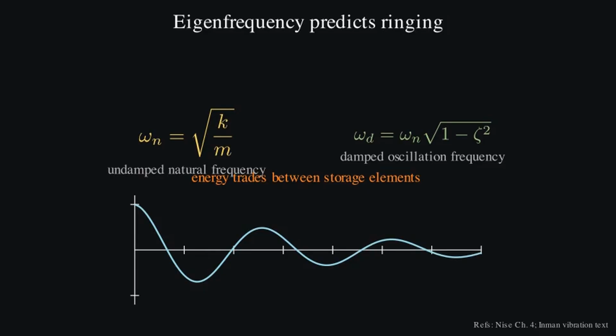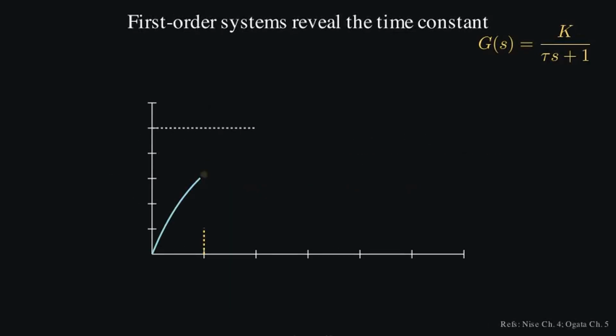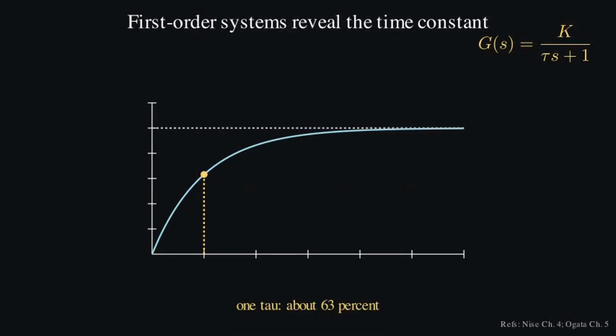For a mass spring damper, the undamped natural frequency is omega n equals square root of k over m. It is the frequency the system wants to use when energy trades between mass and spring. Damping changes the observed oscillation to the damped natural frequency. That is why eigenfrequency is not just vocabulary. It predicts ringing.